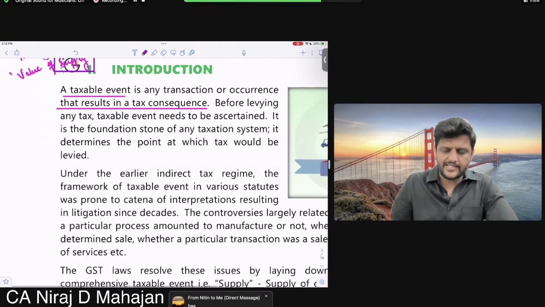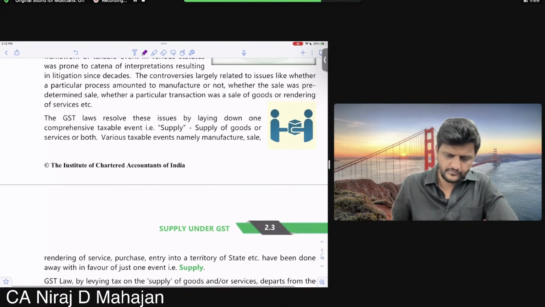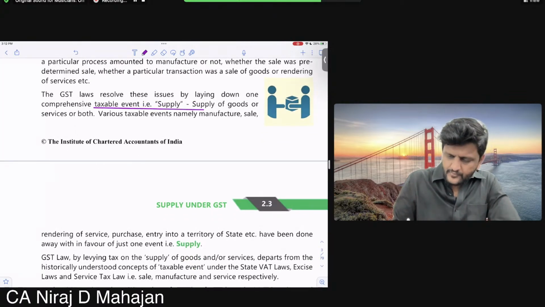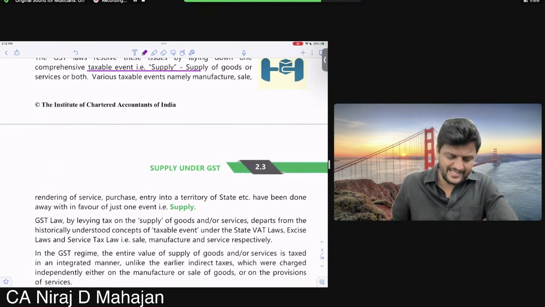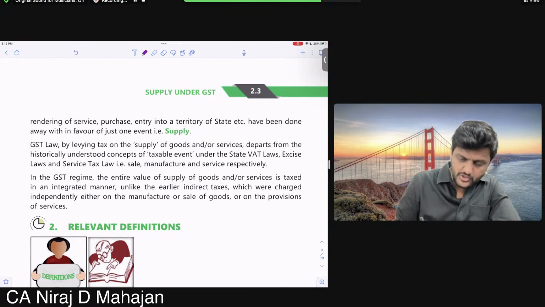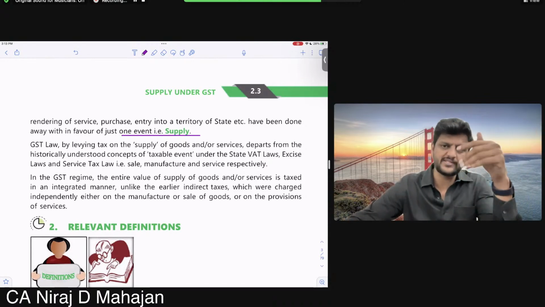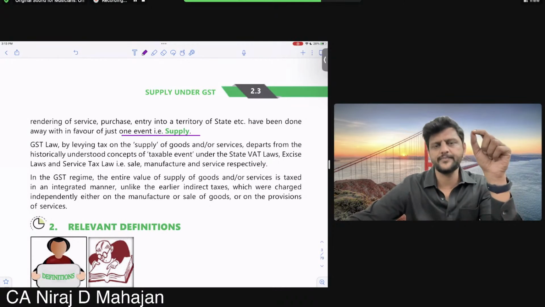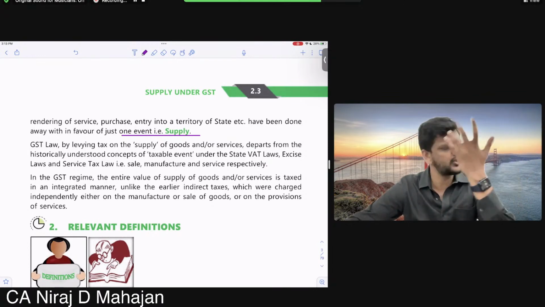So before levying any tax, the taxable event needs to be ascertained. So what is the taxable event? Supply. Supply of goods and or services or both. So various taxable events, namely manufacture, sale, giving of service, purchase, entry into state, etc., have been done away with in favor of just one event, that is called supply. That means for excise, manufacturing, remember VAT, sale, service, supply of service, different laws had different points or times of taxable events. Now we have only one event, which is called supply. Supply happened, then there is a tax. Clear? No supply, no tax. Understood or no?